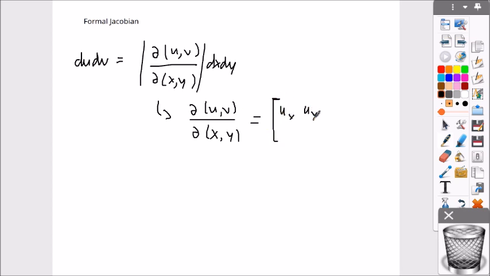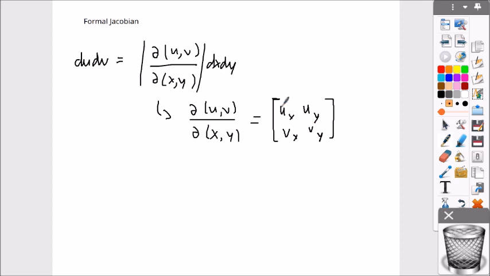U sub x, u sub y, v sub x. I think I did it wrong. No, I didn't do it wrong. Okay, u sub x, u sub y, v sub x, v sub y. And that is what the matrix means. So how does that work?